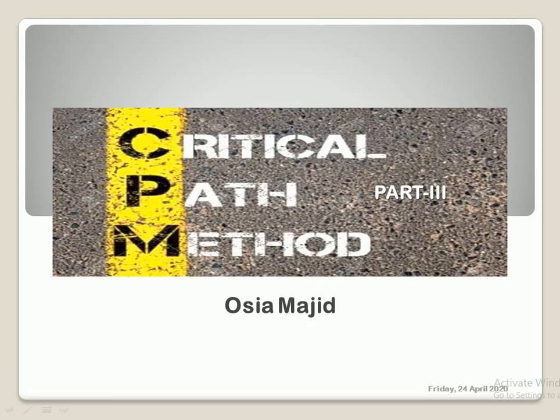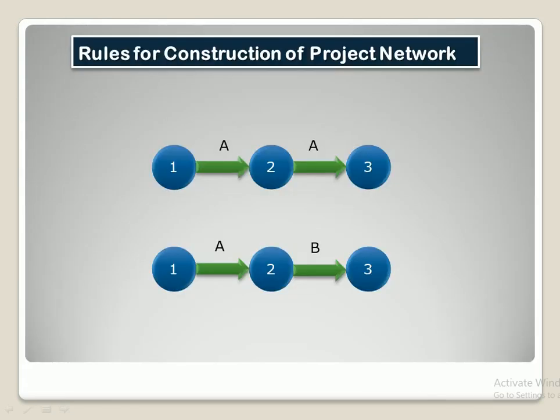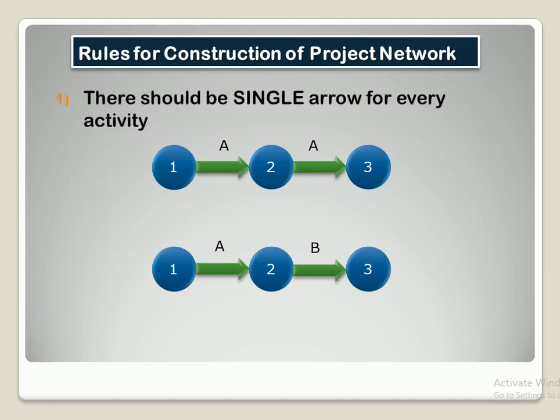So today we are going to discuss the rules for construction of the project network. There are different rules that you need to remember while constructing the project network diagram. And the first and foremost rule is that there should be a single arrow for every activity.